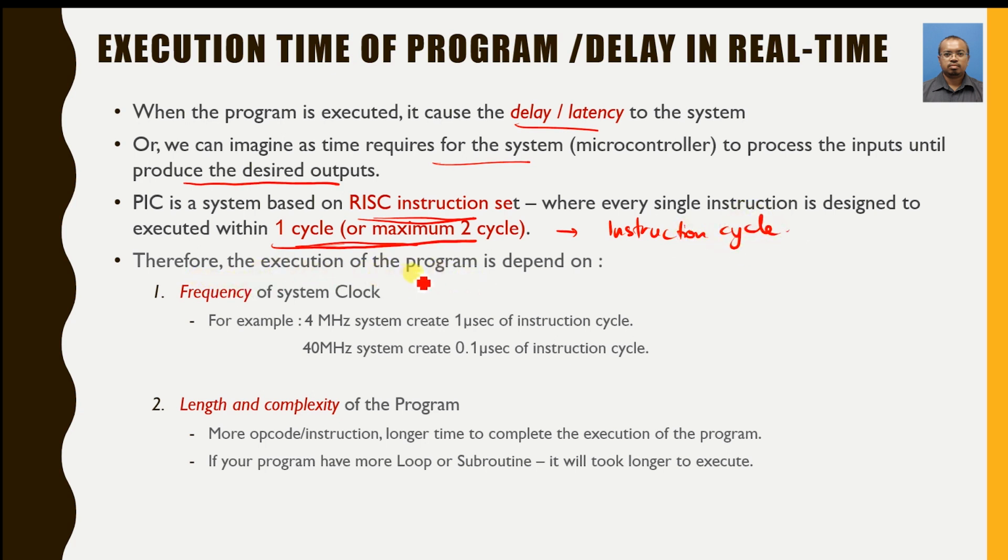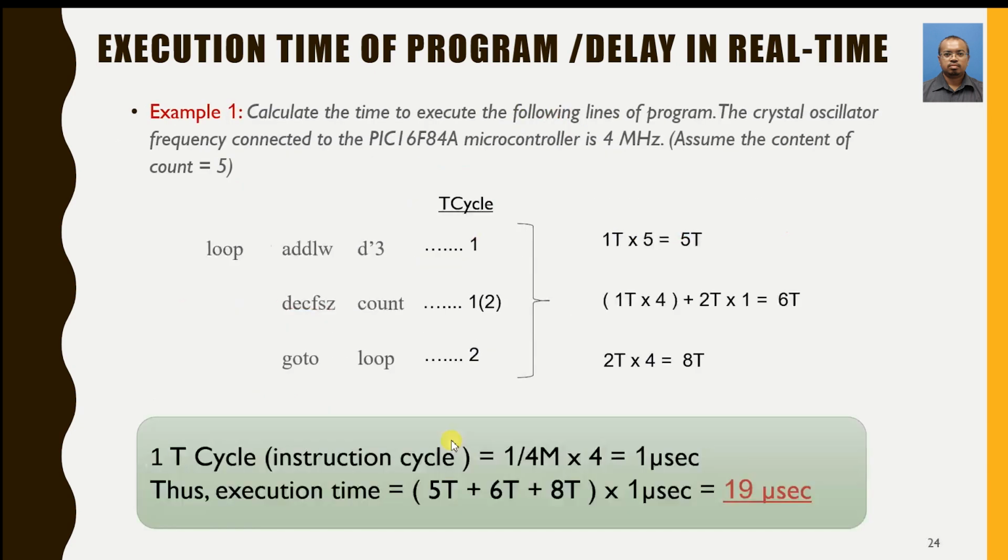Therefore, execution of the program depends on 2 things: the frequency of the system clock, and the length and complexity of the program. If you have more opcodes or instructions, of course, the longer it is, and if you have more loops or subroutines, it will take longer. Alright, let's look at example number 1.